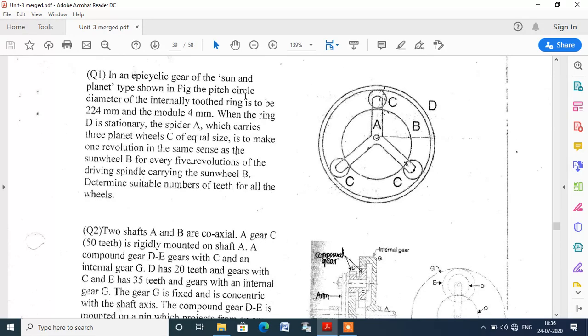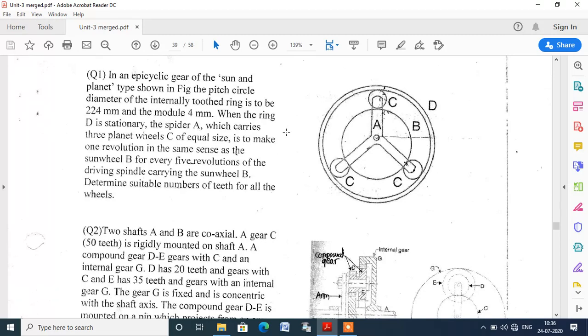Now come to the problem statement. In an epicyclic gear of the sun and planet type shown in the figure, the pitch circle diameter of the internally toothed ring is to be 224 mm. So the pitch circle diameter of the internally toothed ring is given, that is 224 mm, and the module is 4 mm.